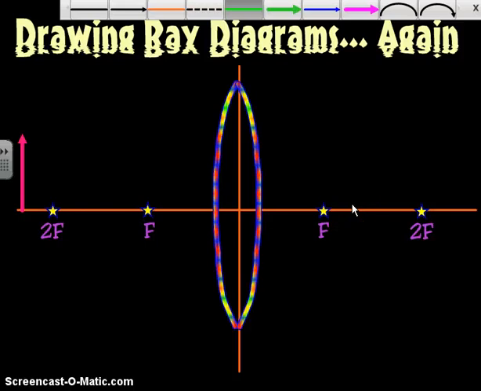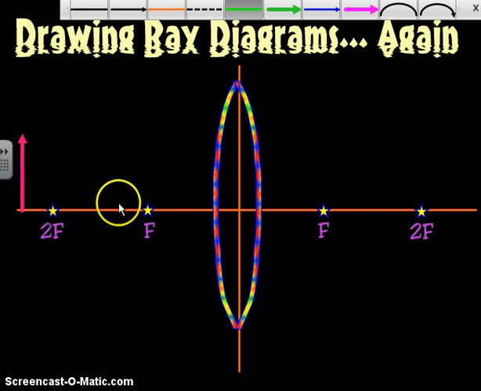So this video is all about drawing ray diagrams for lenses. We're going to start off with drawing ray diagrams for convex lenses. Those are the type, remember, that create real images. And we're going to start off with an example of where we have a real image from a convex lens. And so you'll see that I have my setup already done here.